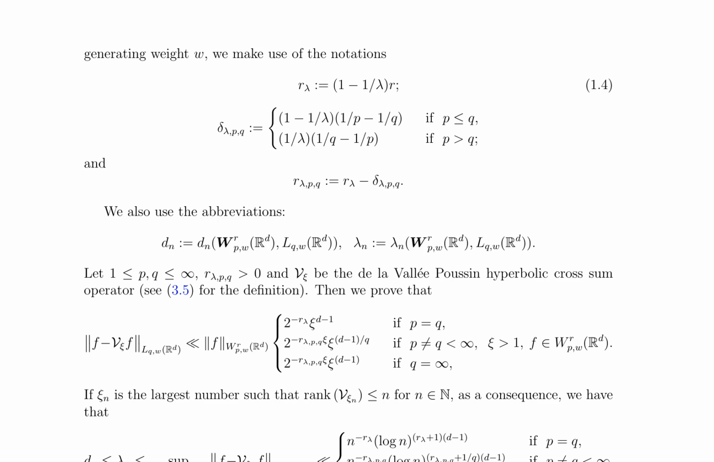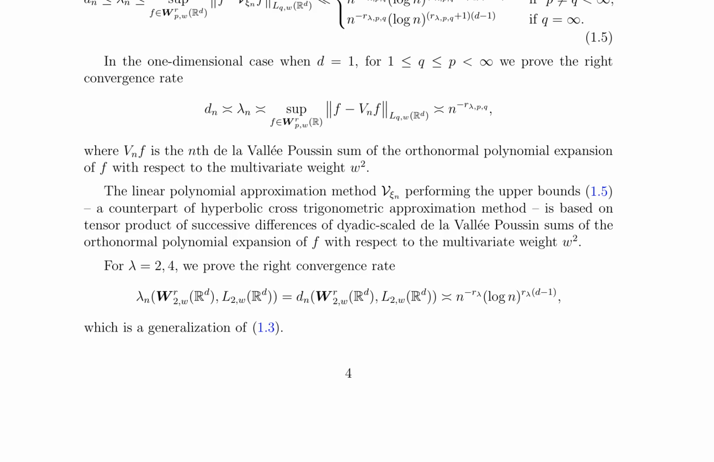the paper constructs linear methods of hyperbolic cross-polynomial approximation based on tensor products of successive differences of dyadic-scaled de la Vallée-Poussin sums, providing upper bounds for the error of these approximations. The paper focuses on the linear hyperbolic cross-polynomial approximation of functions with mixed smoothness on R^d, introducing the Kolmogorov n-width and linear n-width as measures of the optimal approximation error.